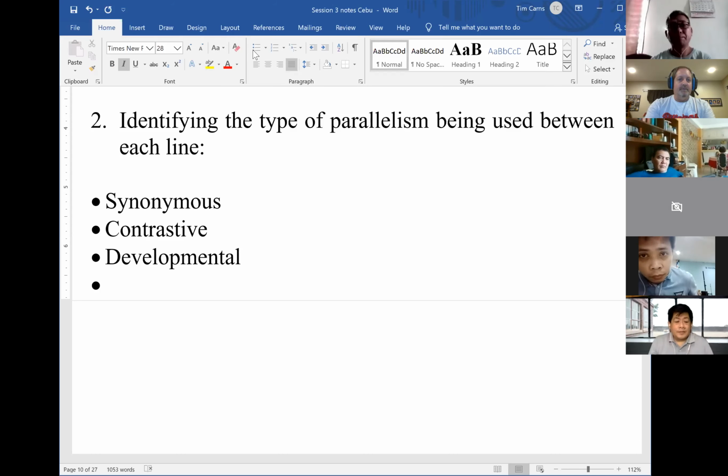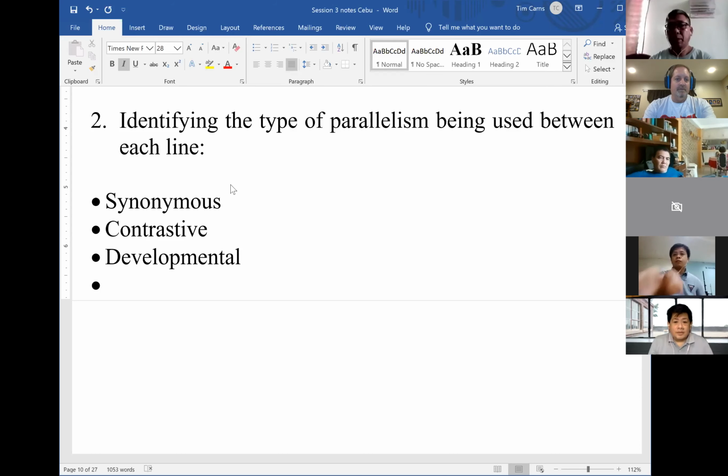Let me do this. The 3 types of developmental parallelism were what? Expansion, or addition; explanation, or we can say illustration, same thing; and the last one was purpose or reason or result. And then we had, of course, our favorite one.